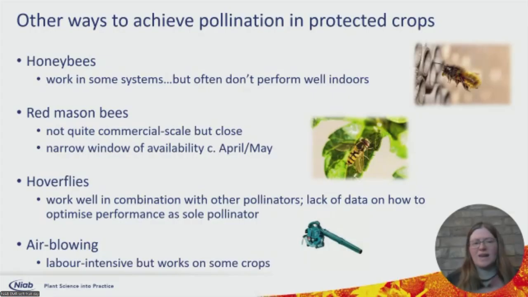Hoverflies are really good when they're layered on top of existing pollinators like bumblebees, and they're also commercially available pretty much year round. What we don't know so much about yet is how to optimise their performance as the sole pollinator in a system. Another option that doesn't depend on insects is air blowing, so by either a mechanical leaf blower or a large fan, agitating the air around the flowers to move the pollen around within and between flowers.